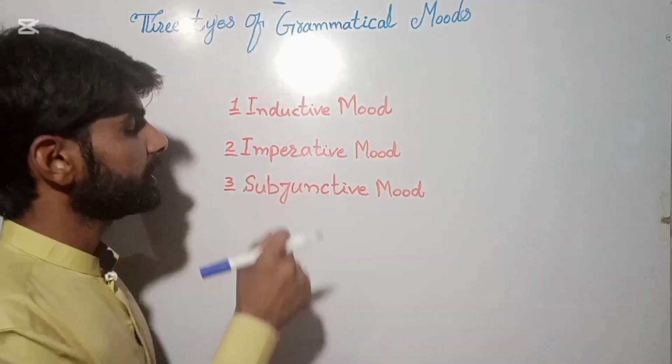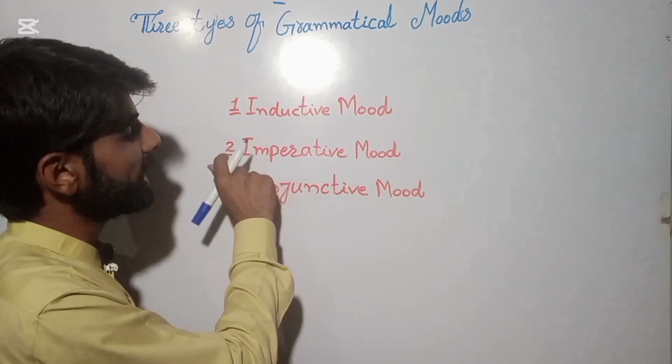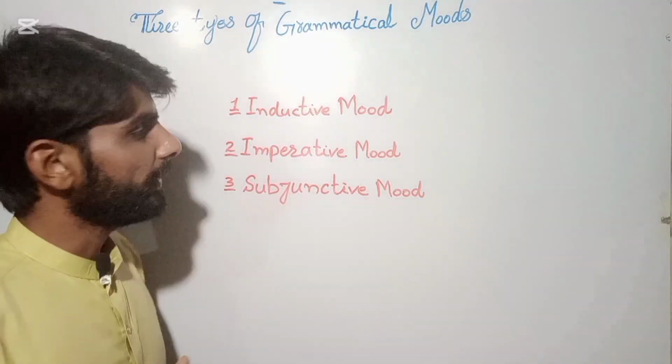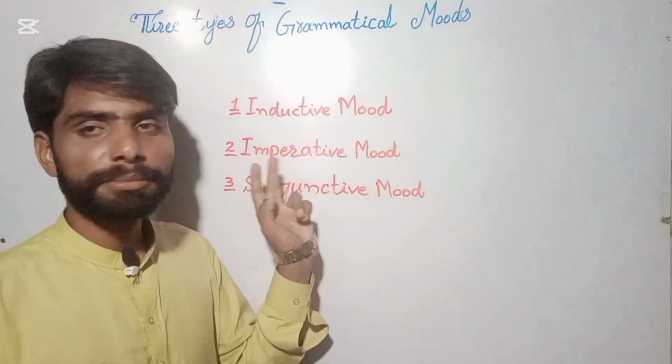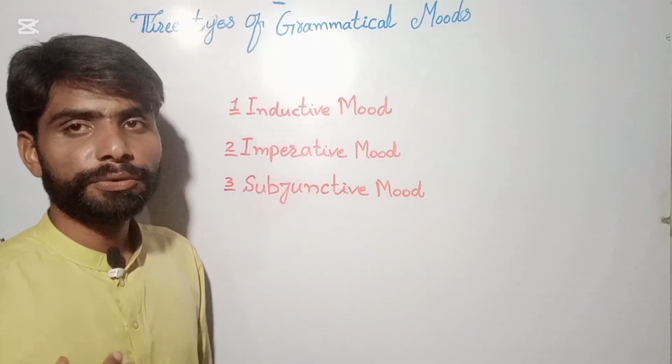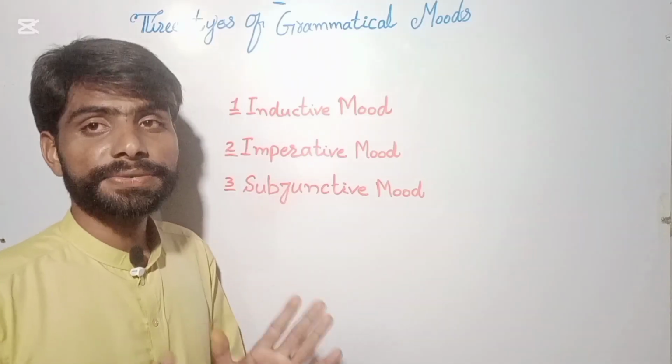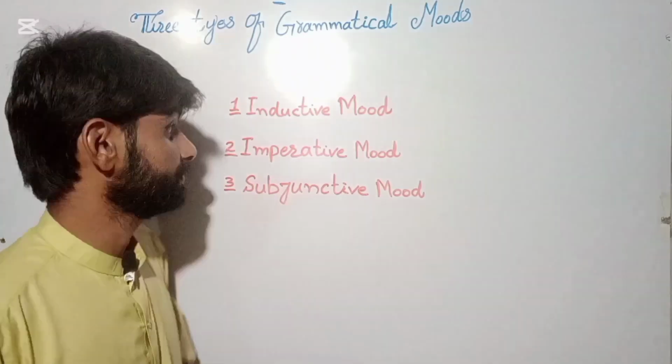So first of all, we will see the three grammatical moods. These are three types of moods that are used in English. First one is the indicative mood, imperative mood, and subjunctive mood. Right? I hope everybody knows about the indicative mood because the indicative mood is frequently used in our English. So let's understand what these moods are.